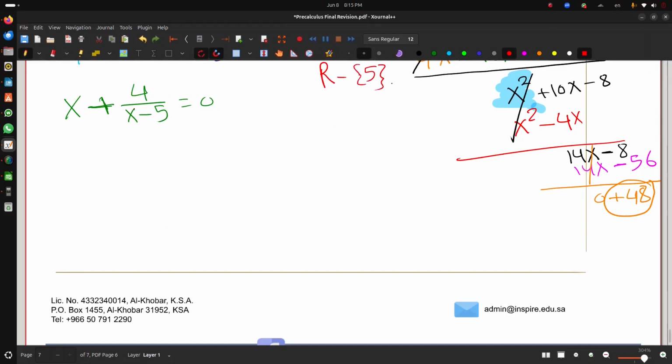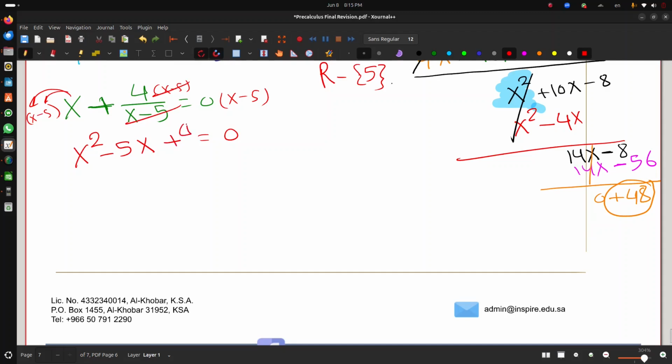Okay, what we're going to do is just cancel the x minus 5. So I'll multiply the whole equation by x minus 5. Here by x minus 5, and here we'll multiply by x minus 5. This one will be cancelled. This one is equal to 0, and this one we can distribute. So x times x, x squared, x times negative 5, negative 5x. And this one cancelled and the remaining one was 4.